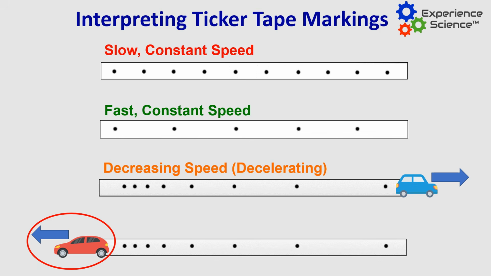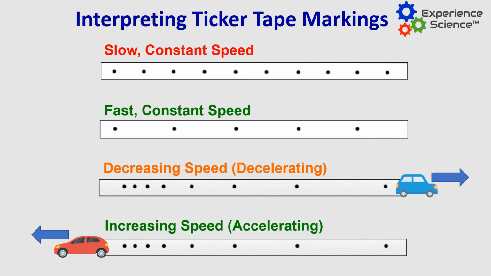So it is very important to take note of the direction of motion of the object when you are interpreting the ticker tape markings. In the fourth scenario, it shows that the spacing between the markings is now increasing. Therefore, the car is moving at an increasing speed, or we can say that it is accelerating.